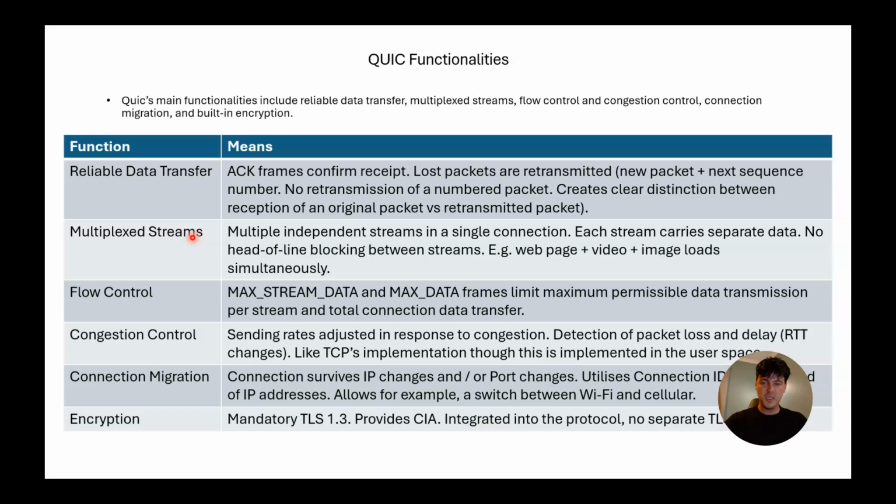We have multiplex streams, and the idea here is we have multiple independent streams in a single connection. Every stream carries separate data, so we're not getting the head-of-line blocking that we were getting with TCP before. If there's an issue with one, it doesn't cause an issue with another one.